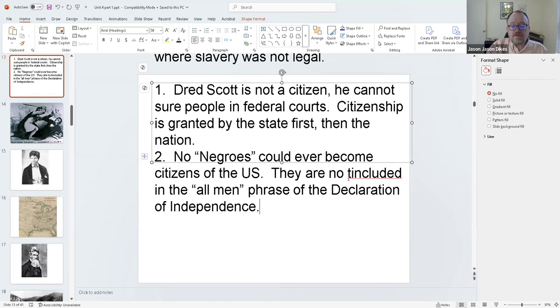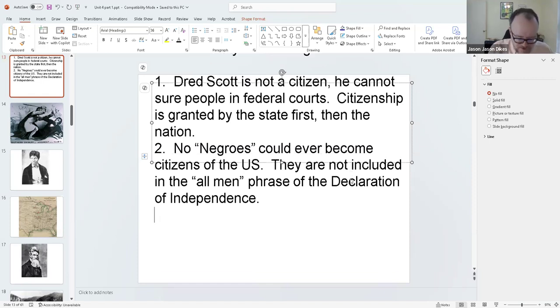Okay, that's a lot to take in here from the Supreme Court. Blacks could never become citizens. That the phrase "all men are created equal" does not apply to them. Okay, but that still doesn't get to the crux of the argument about Dred Scott and the legality of slavery, although you can probably see which way this is going.